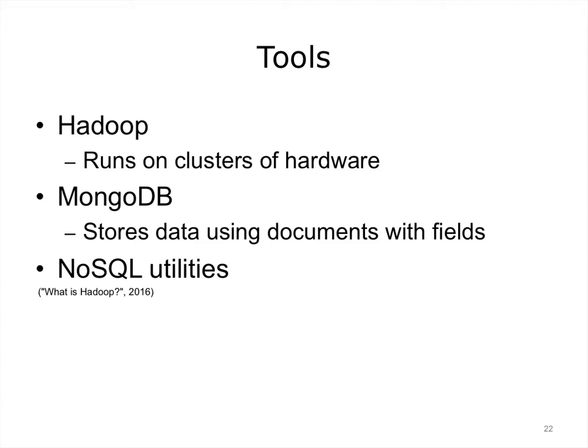MongoDB is a NoSQL database that stores data using a flexible document data model that is similar to JSON. Documents contain one or more fields, including arrays, binary data, and subdocuments. Fields can vary from document to document.